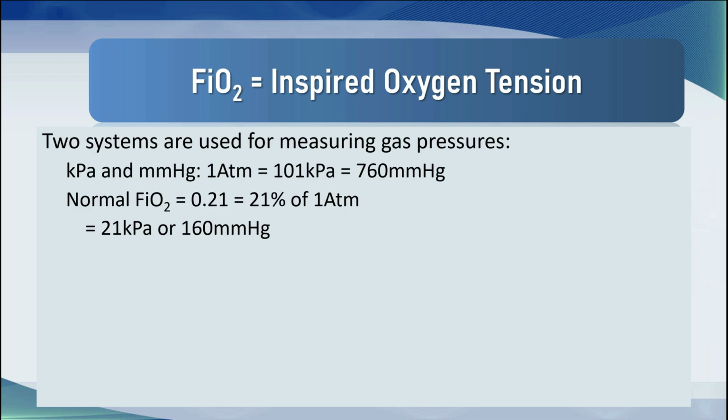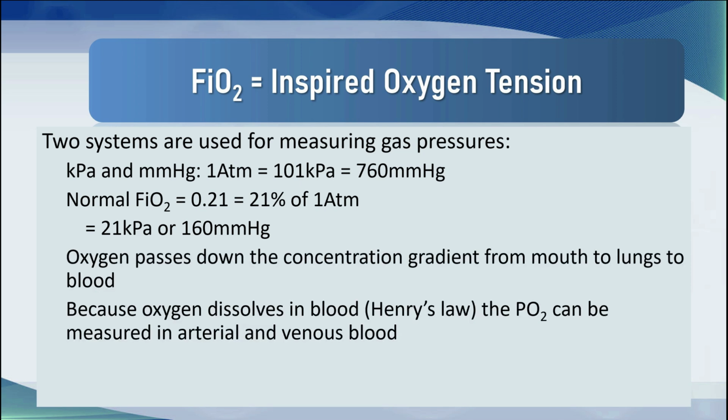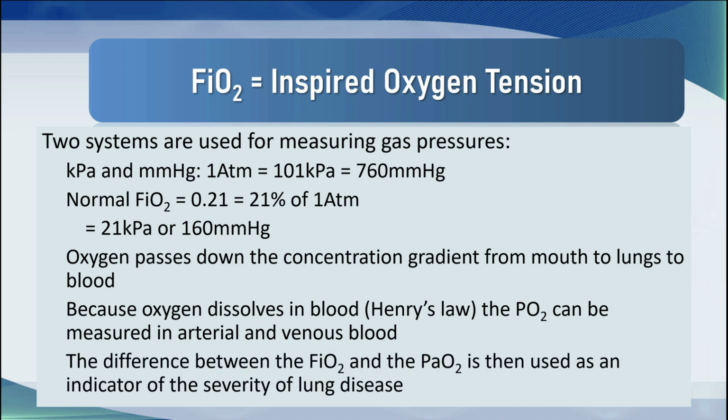Gas pressures can be measured in kilopascals or millimeters of mercury. 100 kilopascals is equal to 760 millimeters of mercury, and normal FiO2 is 21%. That represents 21 kilopascals or 160 millimeters of mercury at sea level. As oxygen passes down the concentration gradient from the mouth to the lungs, oxygen dissolves in blood proportionately to the partial pressure. That's Henry's law. Arterial blood can be easily sampled and oxygen tension measured. The magnitude of the difference between the FiO2 and the PaO2 is a good indicator of the severity of lung disease.